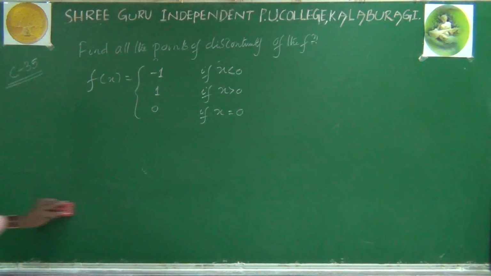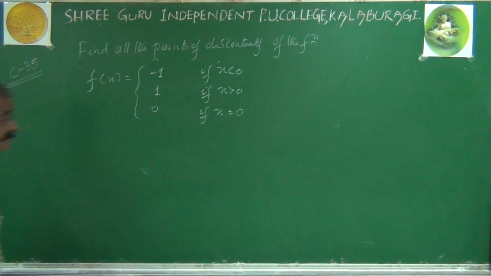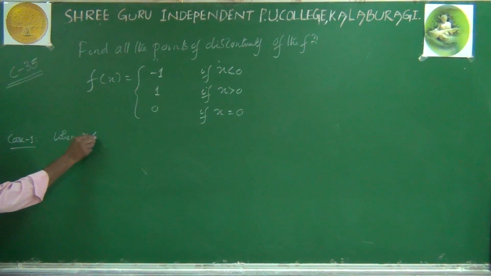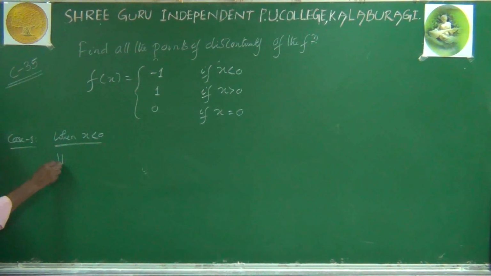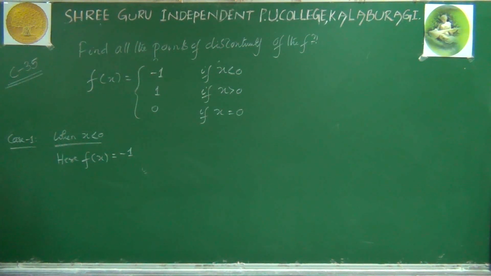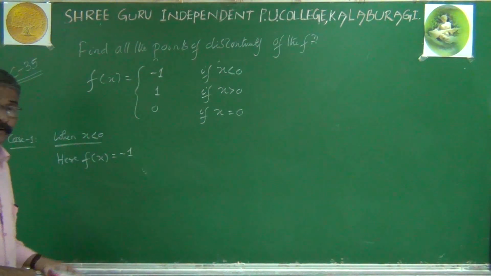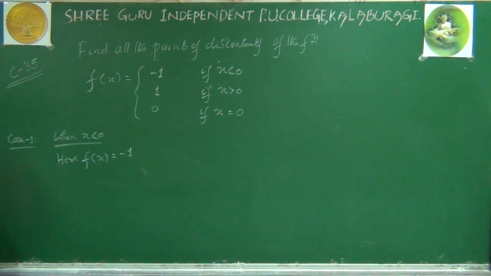Let's have case 1, case 2, case 3. The question is to find all the points of discontinuity for this function. Case 1: when x is negative, f of x equals minus 1. But what is minus 1? A constant. We know that every constant function is always continuous.